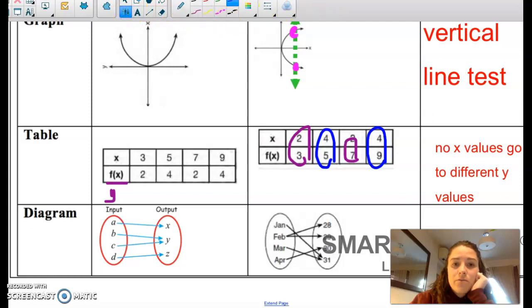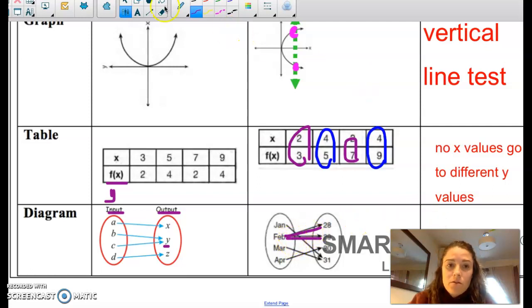And now if I go down to my diagram, you just want to look at your arrows. I see here my input and my output. I don't want any double arrows coming from anything in my input. I see A only goes to X, B only goes to Y, C only goes to Y, D only goes to Z. And again, it's okay for your output to repeat. You see how there's 2 arrows going to Y, but it's 2 different inputs? That's okay. But now if I go over here, January goes to 1, that's fine. But look, February is going to 2 different outputs. So that means it is not a function.